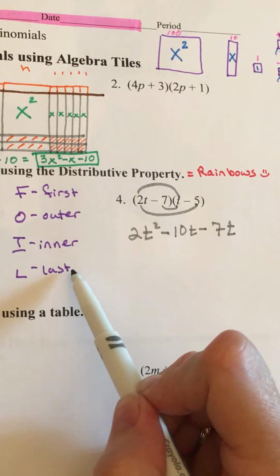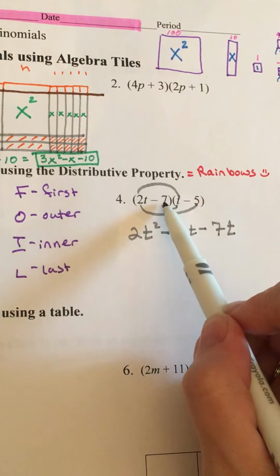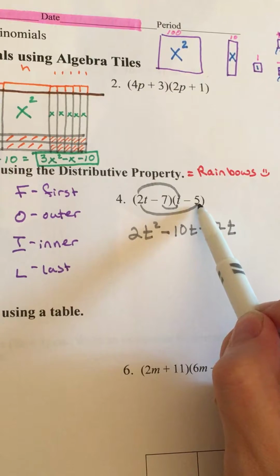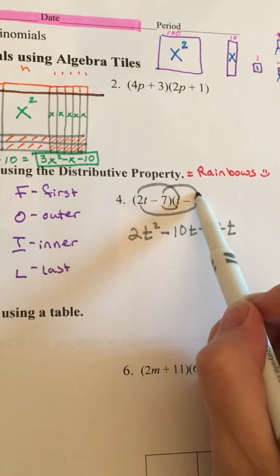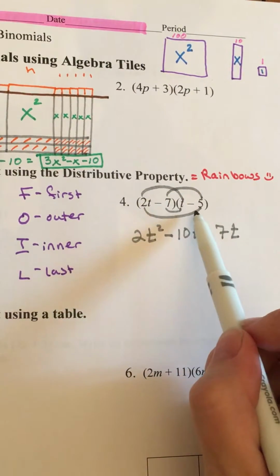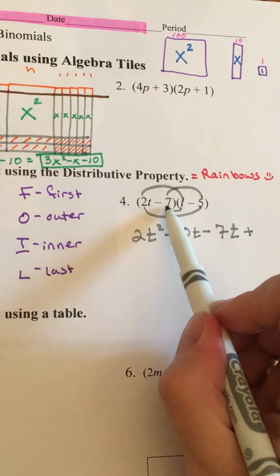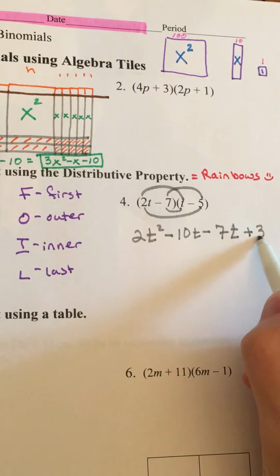And then finally, last. My last term in my first binomial times my last term in my second binomial. A negative times a negative, yeah, that's the positive. And 7 times 5 is 35.